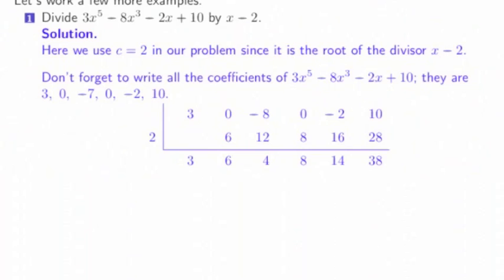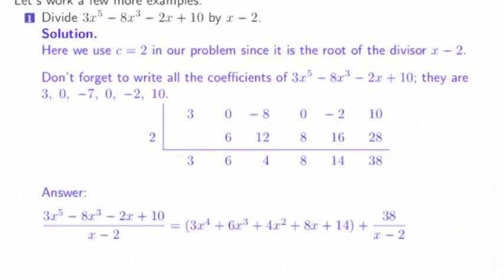The bottom row, there are 6 numbers in it. The first 5 represent the quotient, and the last one, the 38, is the remainder. So when we divide this fifth degree polynomial by x minus 2, the quotient is 3x to the fourth plus 6x cubed plus 4x squared plus 8x plus 14, and our remainder is 38, which we could also write this way. This fifth degree polynomial is equal to this fourth degree quotient that involved 3, 6, 4, 8, and 14, times the divisor x minus 2 plus remainder 38.